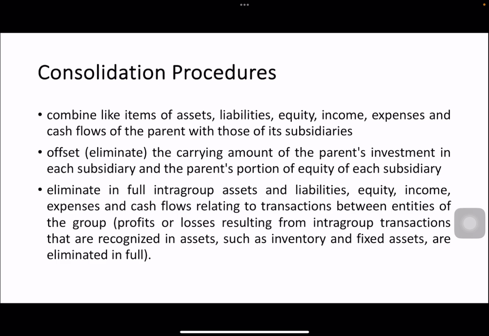Here is an overview of the consolidation process. First, we need to combine like items of assets, liabilities, equity, income, expenses, and cash flows of the parent with those of its subsidiaries. For example, cash of the parent plus cash of the subsidiary equals consolidated cash. Or AR of the parent plus AR of the subsidiary equals consolidated AR.